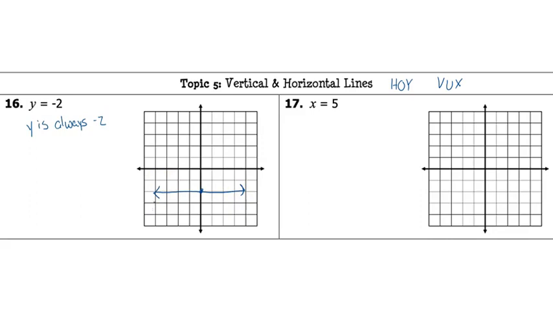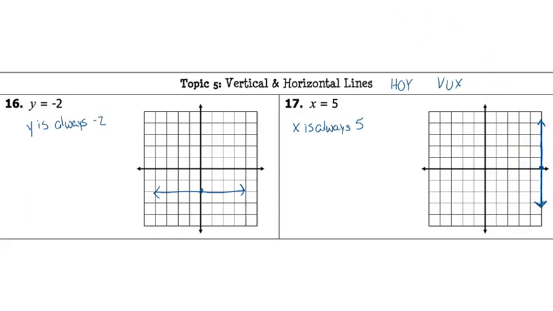If I look at number 17, now this is the other way. This says x is always, that's what equals means, is always 5. Now if we use Vux, we know that means vertical, right? Up and down. So I'm going to go where the x is 5. 1, 2, 3, 4, 5. This is a grid of 5, so my 5 is here. And then I'm just going to make a vertical line that shows that my x is always 5. And yes, you do need arrows on both sides, guys.